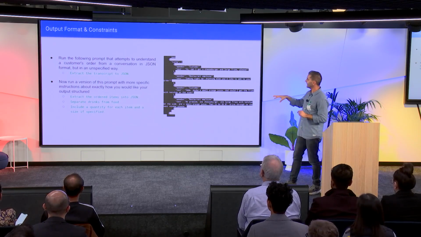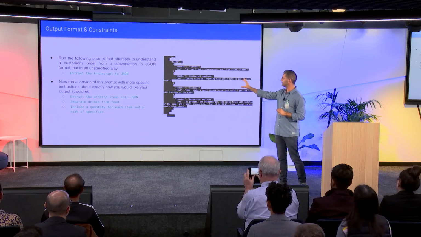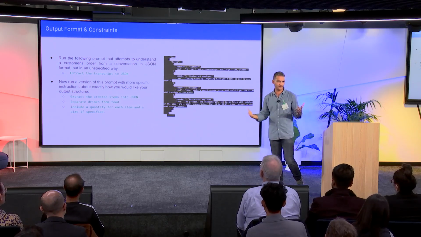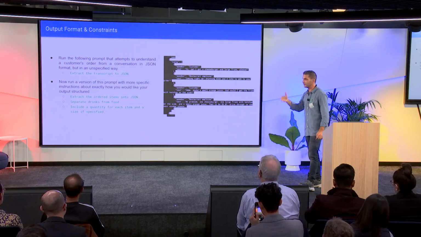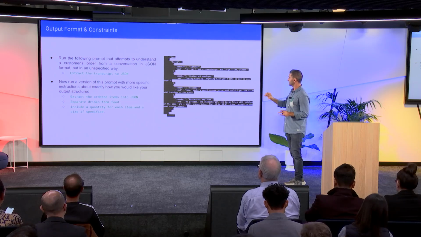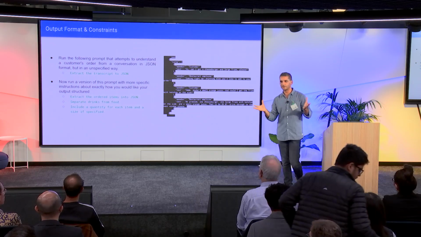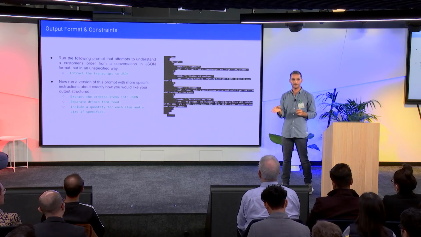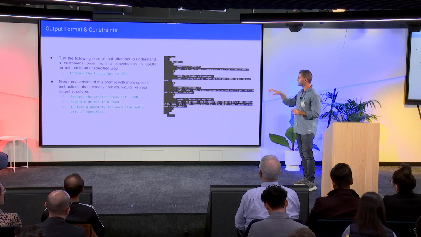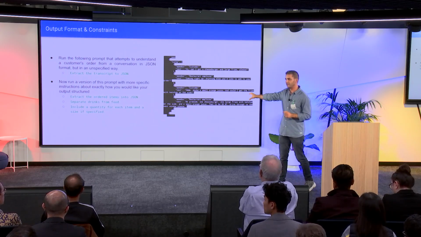Now, in the next one, what I'm doing is running the following prompt that attempts to understand a customer's order from a conversation in JSON format. People from a development or engineering background would know what JSON is. But for others who don't, it is basically a computer-readable and human-readable format which we use to code something in. So it extracts the whole transcript and puts it into a JSON format.